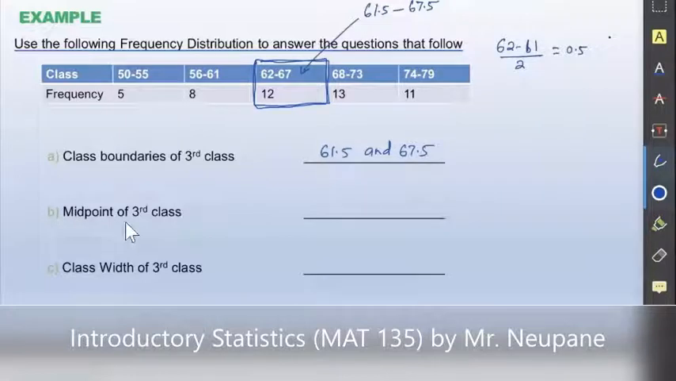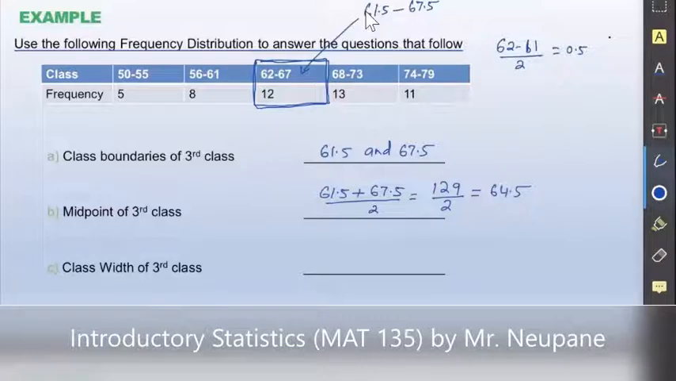Here we are asked to find the midpoint of the class. Whenever we are asked to find the midpoint, we have to add the boundaries and divide by 2. So the midpoint will be 61.5 plus 67.5 divided by 2. In your calculator, add those numbers, 61.5 plus 67.5. What do you get? Is it 129? And divide that by 2. I got 64.5.